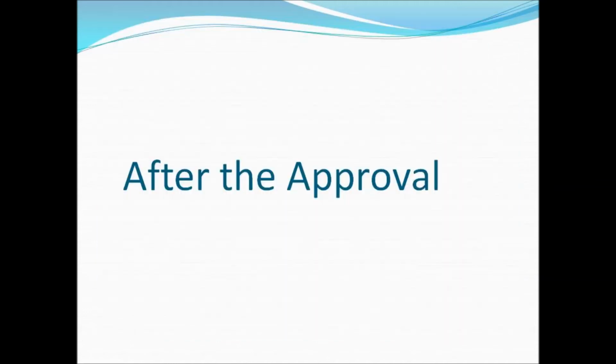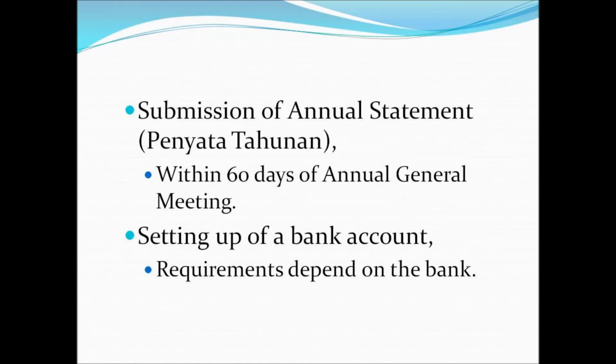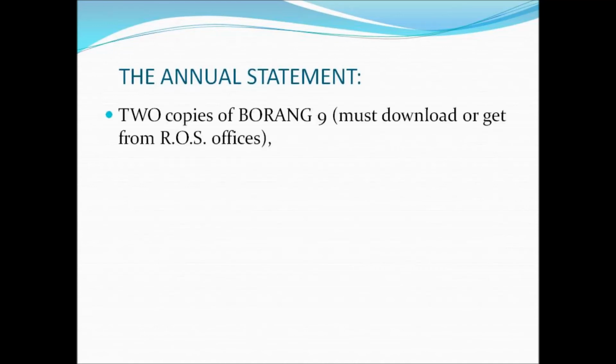After the approval. So what should we do after the approval of the association? Submission of annual statements, iaitu penyata tahunan, 60 days after the first meeting. Setting up of a bank account, current account I think. And the requirements would depend very much on which bank that we choose. So what is the annual statement? The annual statement consists of Borang 9. Okay, must download or get from ROS offices. This Borang is not available online. I've checked, so we need to go to the ROS office.